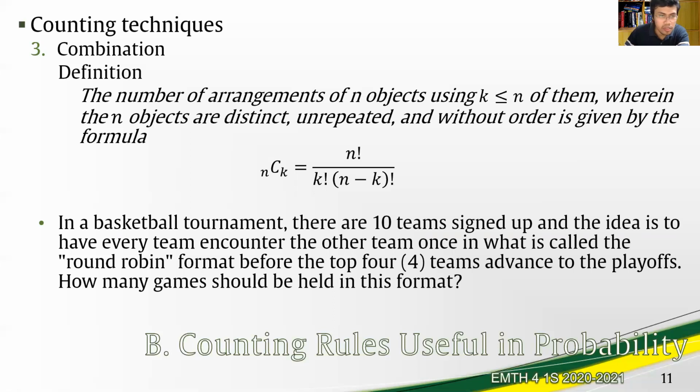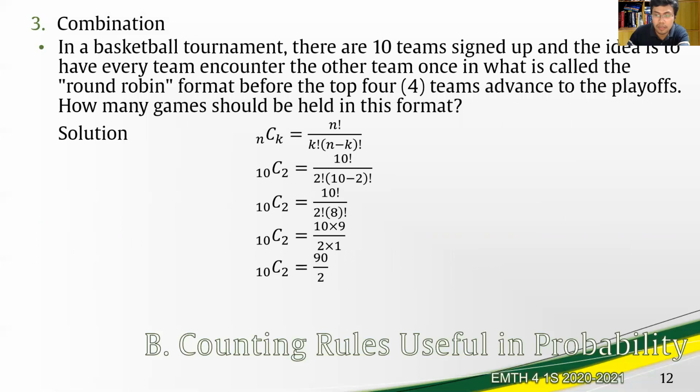Here's an example from sports. In a basketball tournament, the total number of games the teams will play in a round-robin format is being determined. How many games should be held in this kind of format? To solve for the number of outcomes for the given event using the combination equation, we take 10 as N and 2 as K. Using the permutation formula, the given N and K yields a total of 90 possible outcomes. In the tournament though, the order of the teams does not matter.